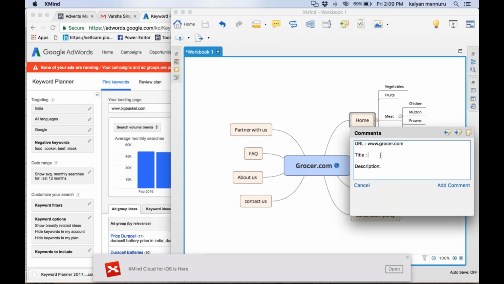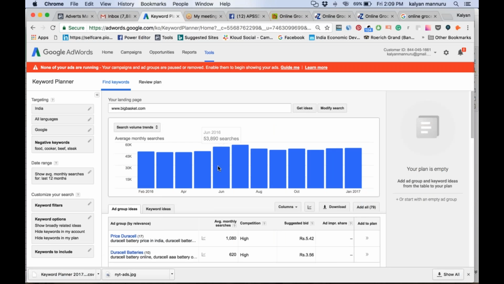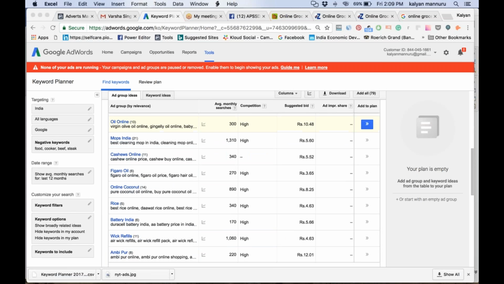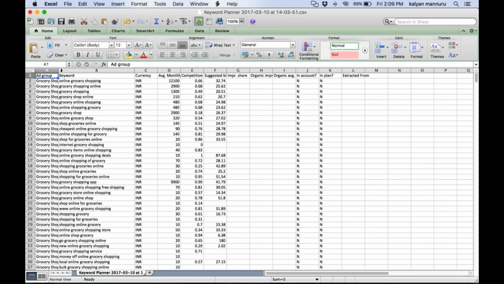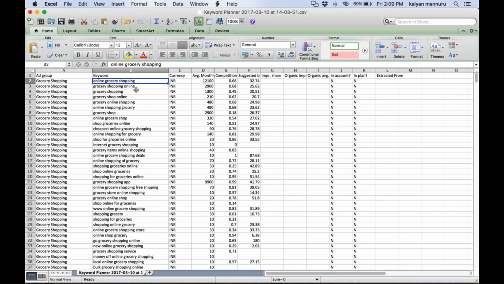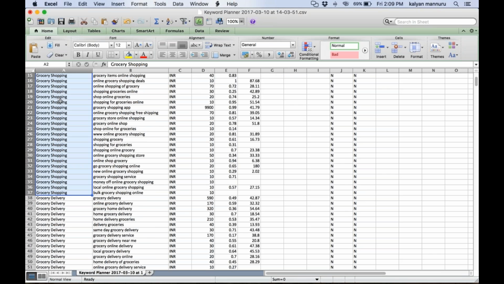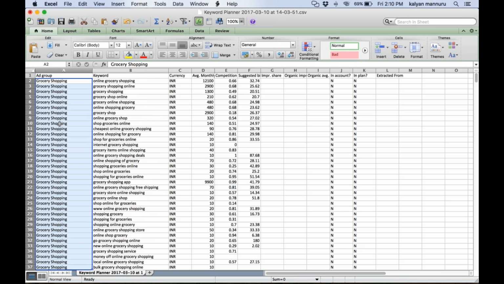So the URL we already figured. Title, instead of guessing, now I can always guess. My title can be order groceries online. I can do that. But what is suggested, and what's the point of doing this whole exercise of keyword research? You're going to use a better keyword here, whichever has more searches. If you see online grocery shopping under this particular ad group, all this is one ad group, grocery shopping is the top, which has 12,000.